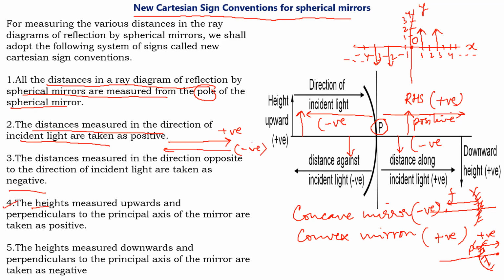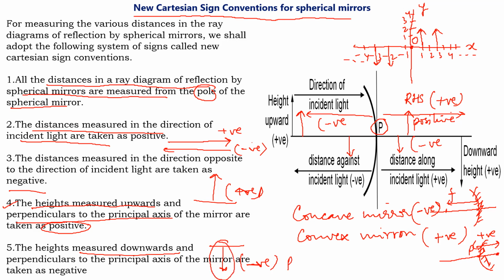Point 4 says the height measured upwards and perpendicular to the principal axis is taken as positive. Yes, height when it was taken upward, it was taken as positive, and the height measured downward from the principal axis was taken as negative. In which case are we going to measure the downward height? When the image formed is real and inverted, isn't it? Then it is downward. And for upward, when the image formed was virtual and erect.